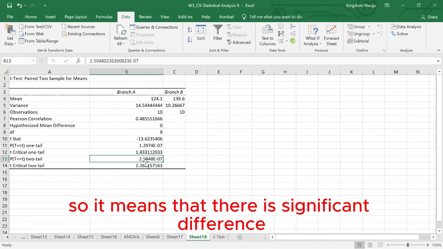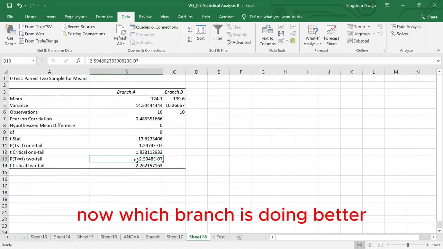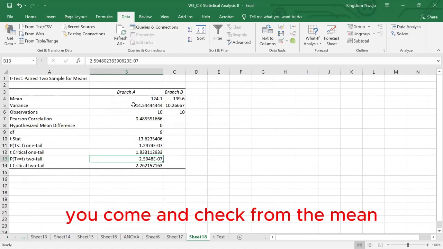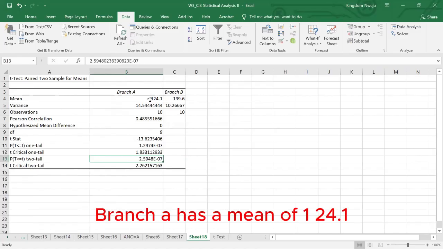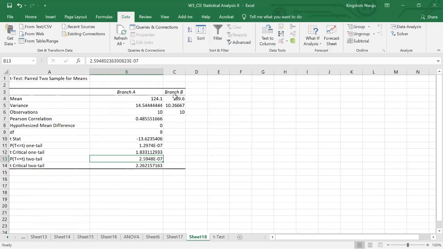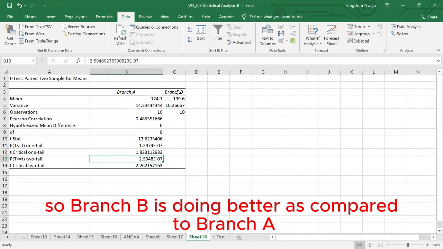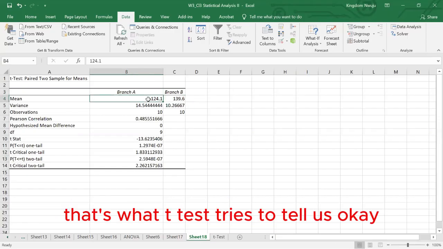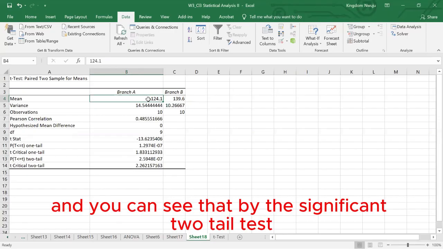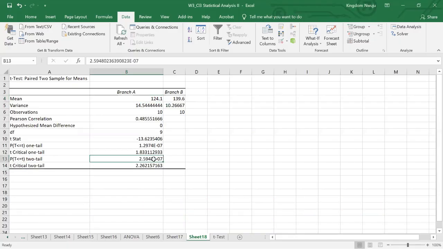All right. So it means that there is significant difference between branch A and branch B. Now, which branch is doing better? You come and check from the mean. Branch A has a mean of 124.1. Branch B has a mean of 139.6. So branch B is doing better as compared to branch A. That's what the t-test tries to tell us, okay? And you can see that by the significant two-tailed test, okay?